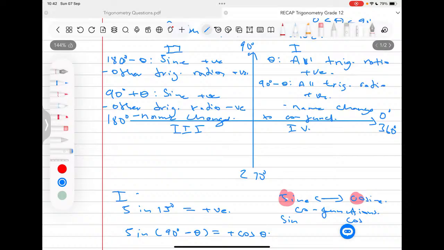Now, if you look at the third quadrant, the way in which we'll define angles in the third quadrant is that if I take 180 and add on a theta, I'll have 180 degrees plus theta. If you see an angle like this, it defines the third quadrant. Now, in this quadrant, only tangent is positive, and all the other trig ratios are negative.